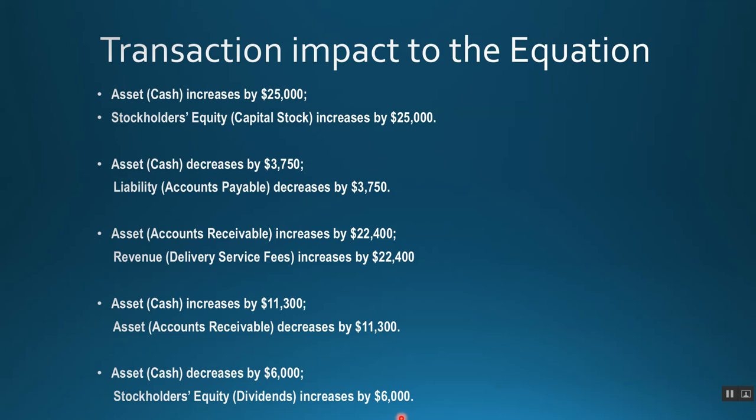So notice here that every transaction impacts at least 2 accounts. So number one, each transaction impacts at least 2 accounts. Okay? And those accounts are either going to increase or decrease. Sometimes they will both increase. Sometimes they will both decrease. And sometimes only one will increase and sometimes one will only decrease. But you will have at least 2. Sometimes a transaction will impact more than 2 accounts, but each transaction will definitely impact at least 2 accounts.